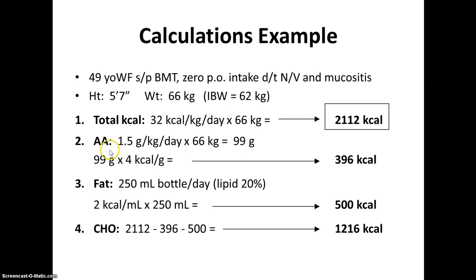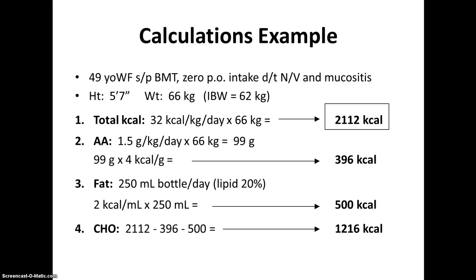So number two is calculate the protein dose. From the guidelines a few slides back, 1.5 to 2 grams of protein per kilogram per day. I stuck with the low end of the range there. 1.5, 2 would have been fine as well. Multiply by her weight of 66, you get 99 grams. 99 times 4 kcals per gram of protein gives us 396 kilocalories per day that she'll need.